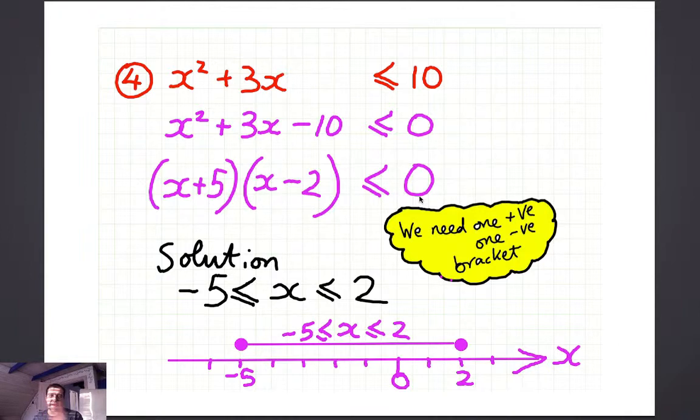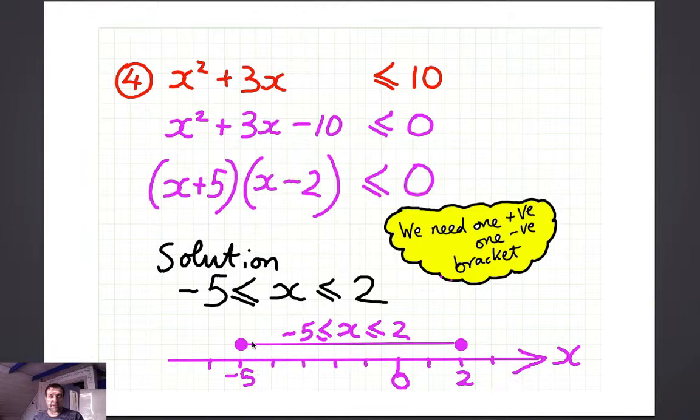And to make the whole thing less than 0, so to make the whole thing negative, we need one positive and one negative bracket multiplied together. So we'll get one positive and one negative bracket if x is anything between -5 and 2. So for example, if x was 1, then you'd get x plus 5, 1 plus 5 is 6, and 1 minus 2 is -1. So as long as x is anything in that range, then you get a positive and a negative bracket, meaning that when you multiply them together, you get a negative number.